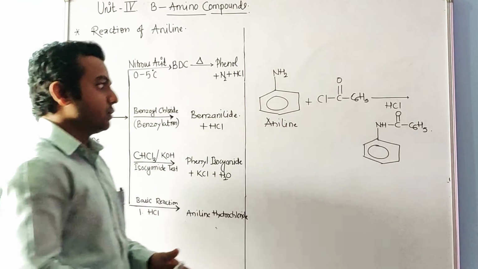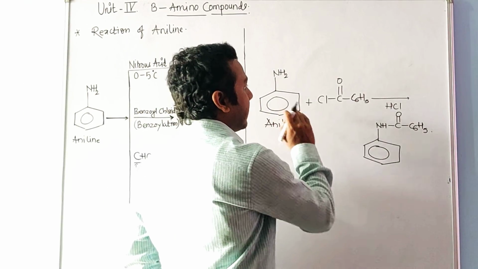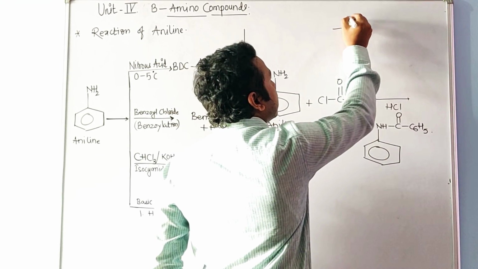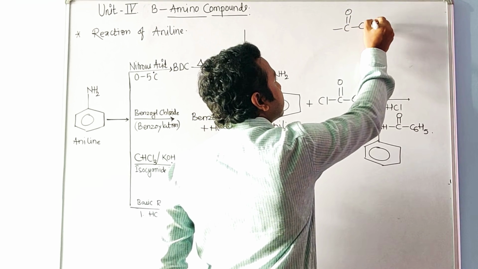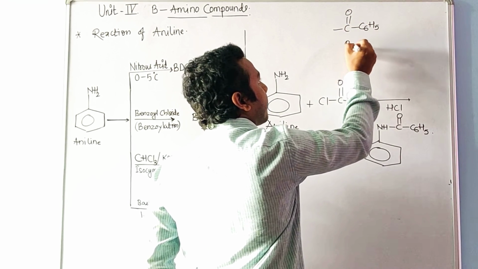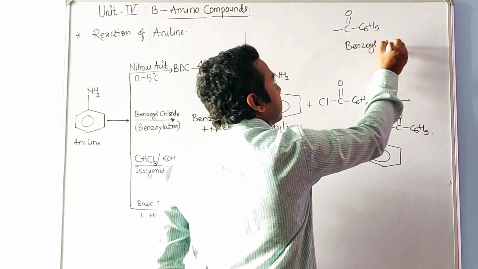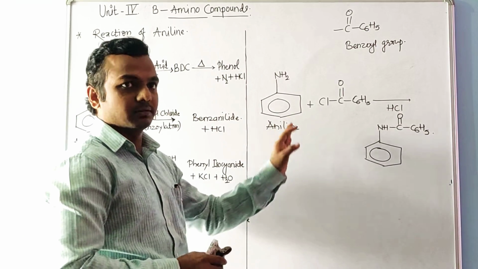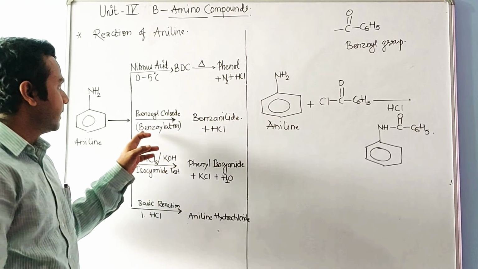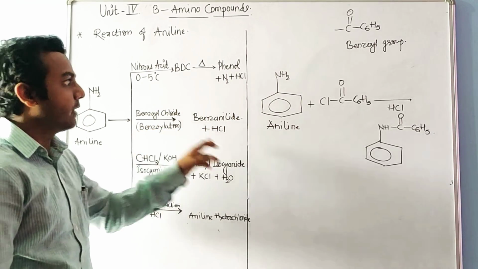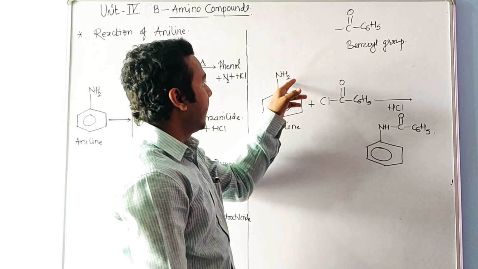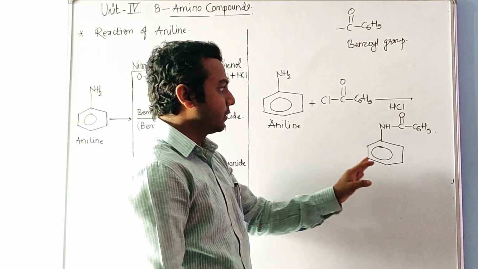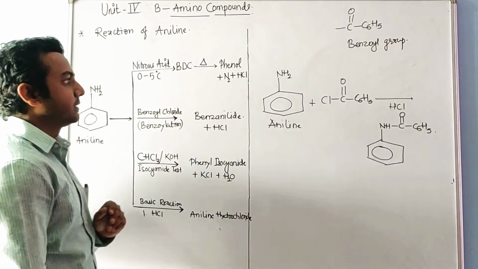This reaction is also called benzoylation. Why is it called benzoylation? Because we are introducing the benzoyl group into aniline. The benzoyl group is C double bond O, C6H5. That's why this reaction has another name, benzoylation, because one of the hydrogens of aniline is replaced by the benzoyl group. Okay, this is the second reaction.